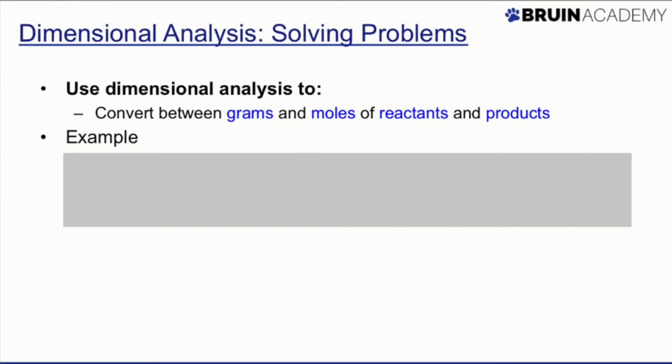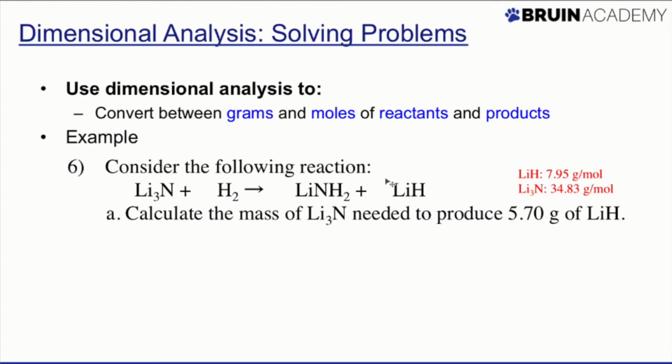Okay, so let's use dimensional analysis to solve some problems. Dimensional analysis is just a fancy term for converting between units of one thing to another. So specifically, you want to convert between grams and moles, and vice versa, moles to grams as well. And you want to do this for both the reactants and products, okay? And if there's more than one reactant, you should be able to also do that between reactants, as well as between products, all right? So let's try an example.